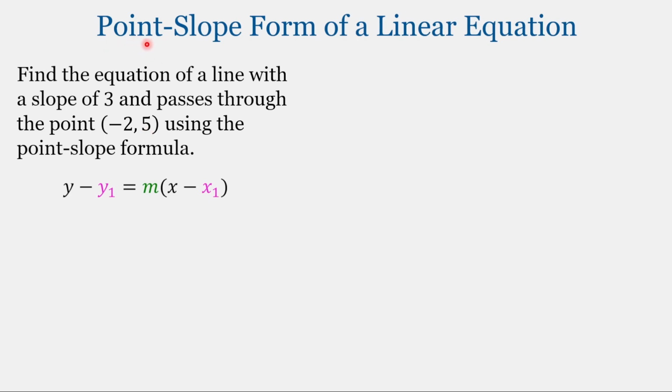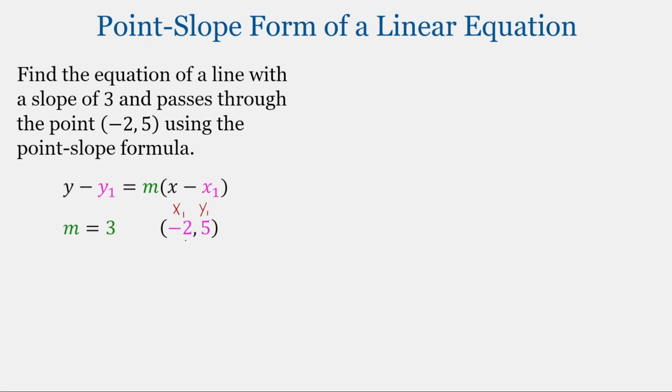Again, this is called the point-slope form of a line because to write an equation in this form, we need to know one point that's on the line, any point that's on the line, and the slope of that line. So in this equation, we know that the slope of the line is 3, and it passes through the point -2, 5. So we have the slope, and we have a point. So -2 is our x1 value, and 5 is our y1 value.